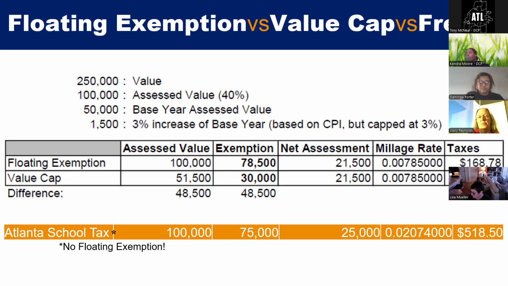And the millage rate for the schools tends to be higher, so you end up seeing a bigger jump on your tax bill because of the school taxes. So this is where the floating exemption would make a huge difference, but it does still make a big difference in your city and your county taxes.